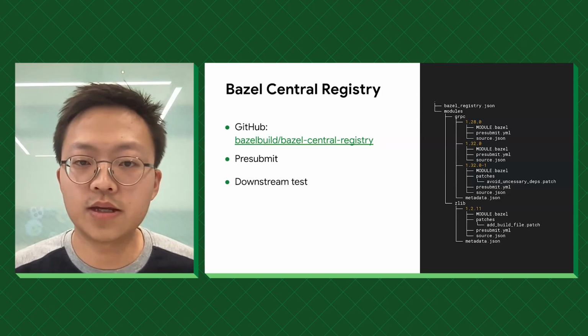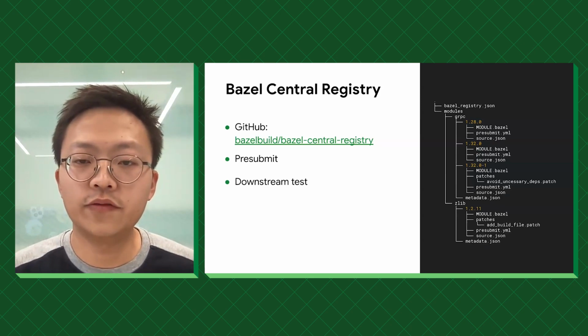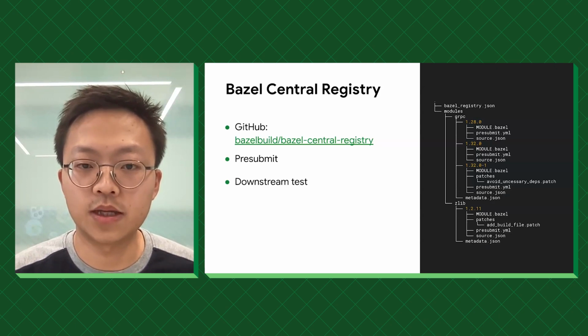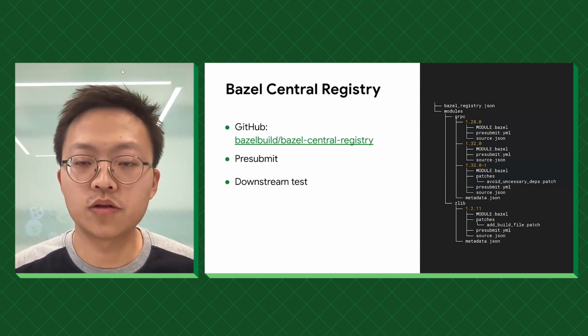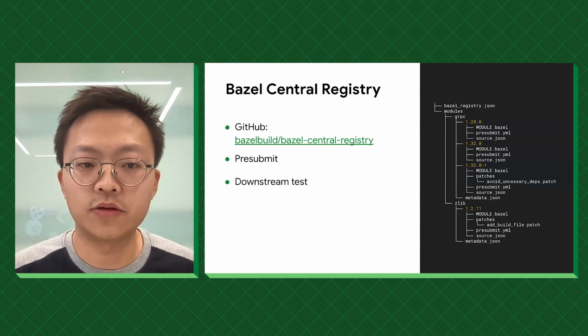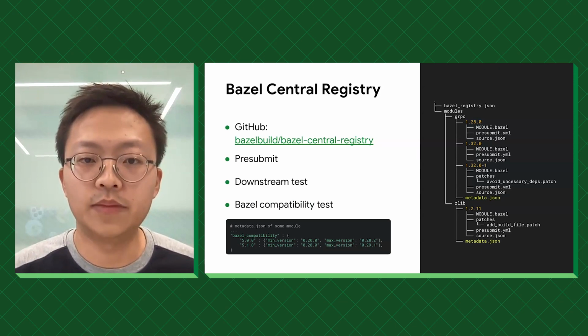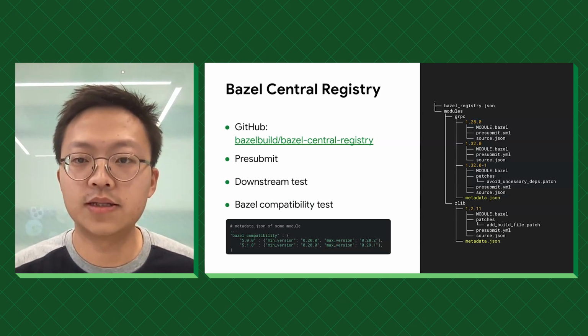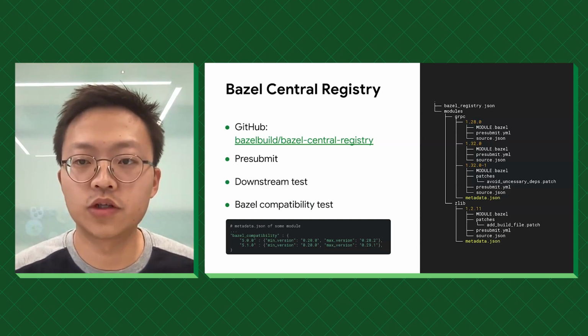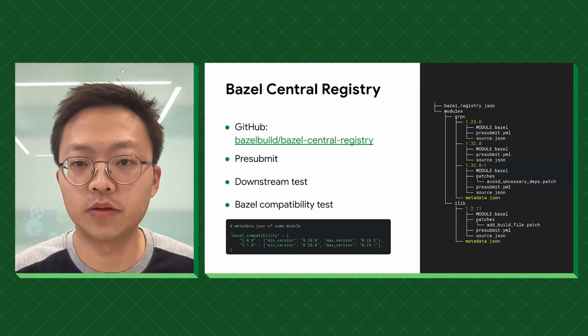In the downstream test pipeline, a module can verify if a new version will break its downstream modules in the BCR. This could help the module author to declare the compatibility level more accurately. And in the Bazel compatibility test pipeline, you can test against a specific Bazel version and find out what version range of your module is compatible.